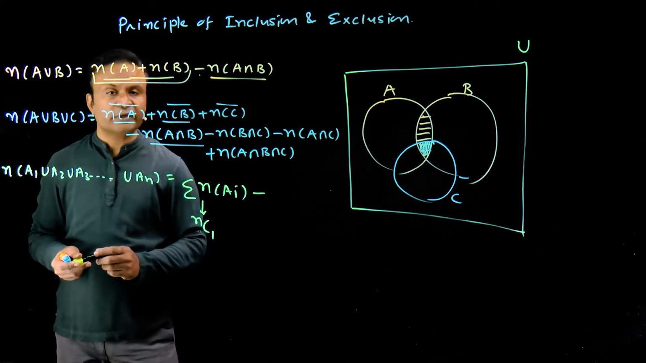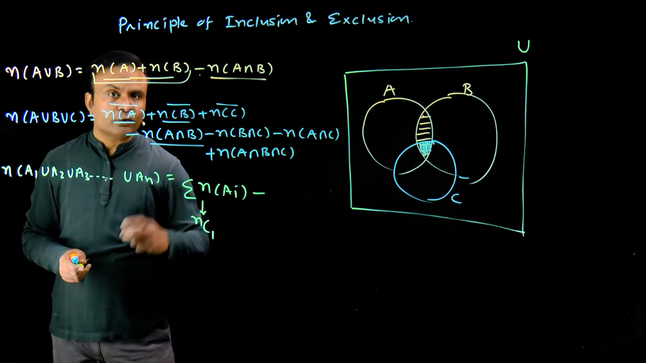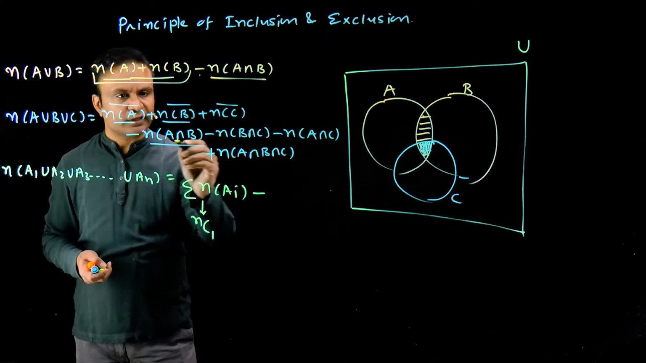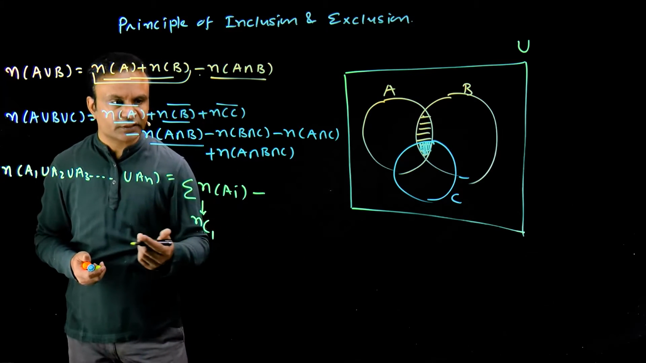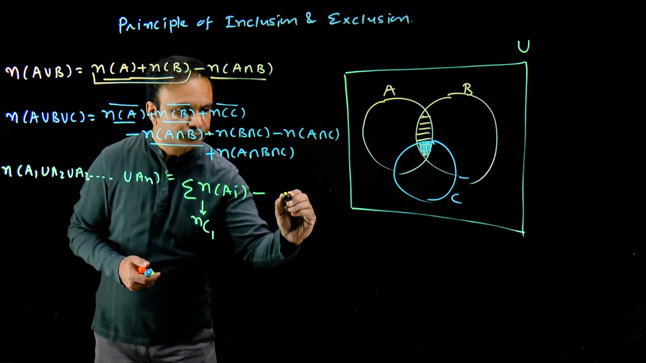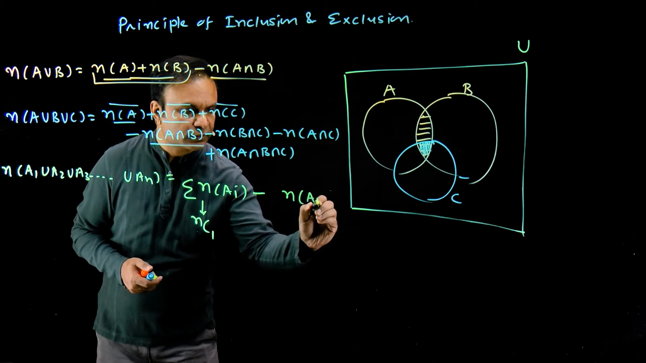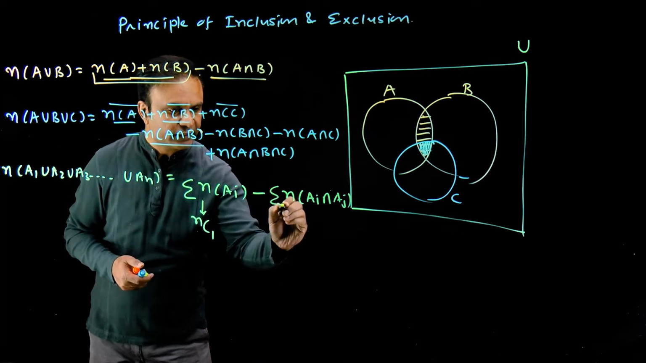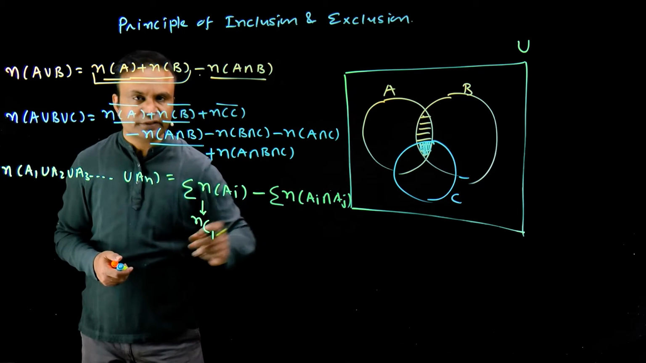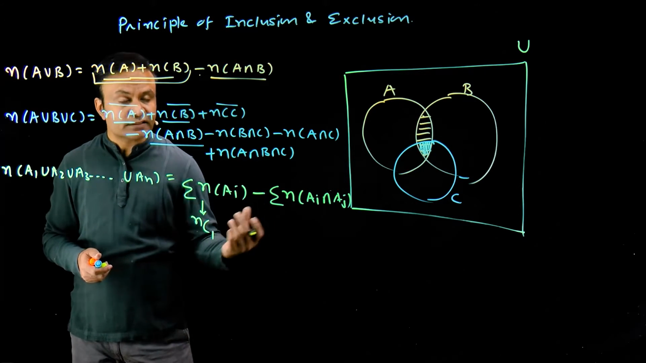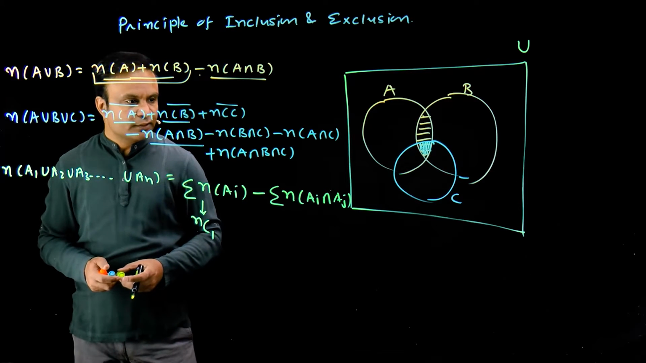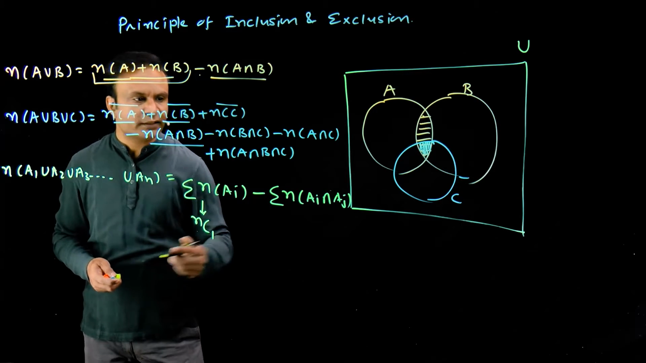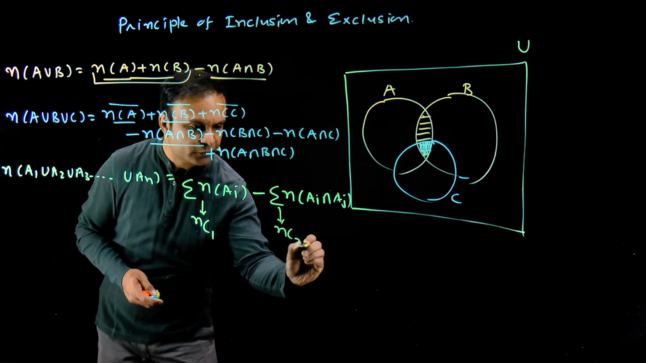Minus, now we will be subtracting the number of elements of the intersection of sets taken two at a time. जैसे मैंने यहाँ पे किया है ना, दो सेट्स का intersection मैंने माइनस किया. So we will be subtracting here the number of elements in AI intersection AJ. Okay, I am putting here sigma. How many terms will be there? दो सेट्स के intersection के कितने terms आएंगे यहाँ पे? Since there are n sets, I will be selecting any two sets at a time. So there will be NC2 terms.